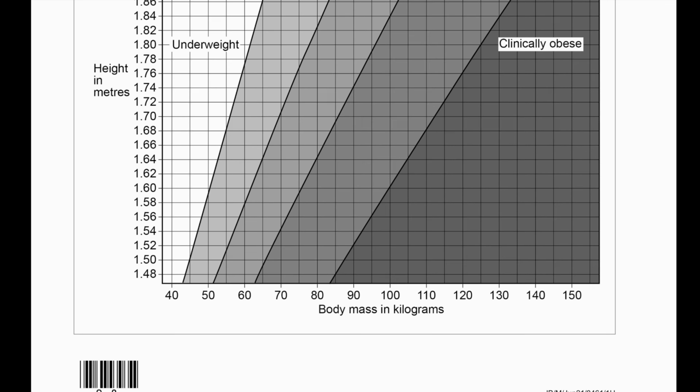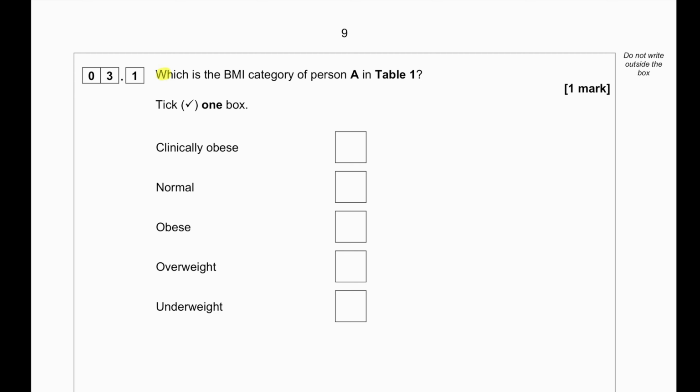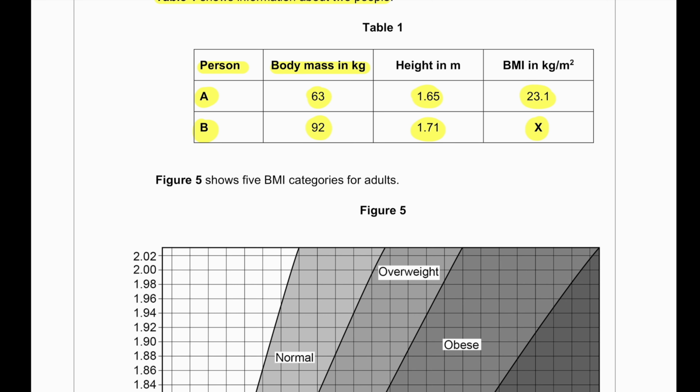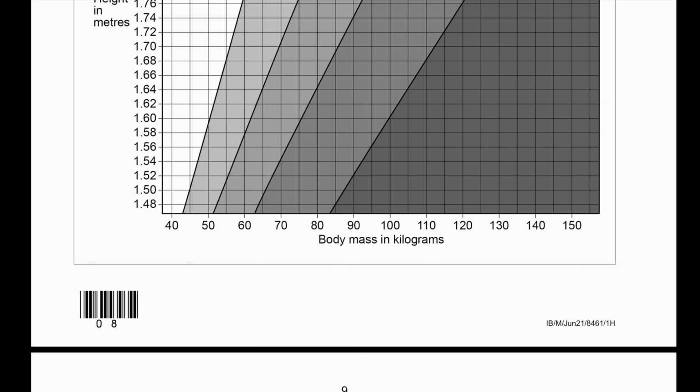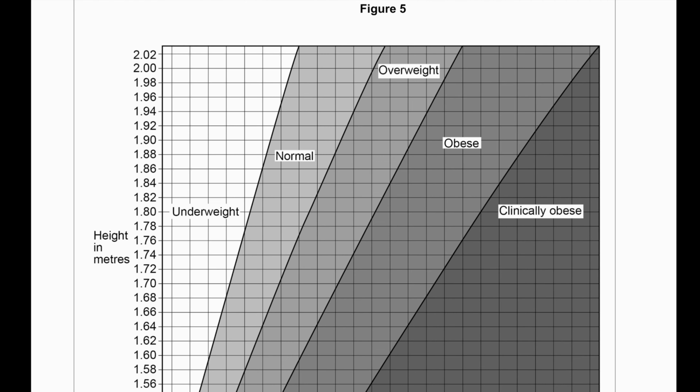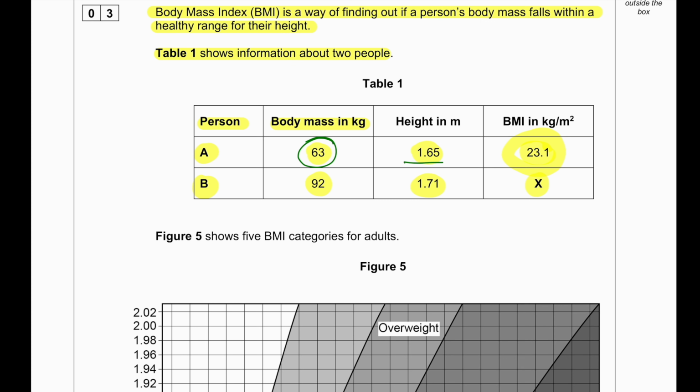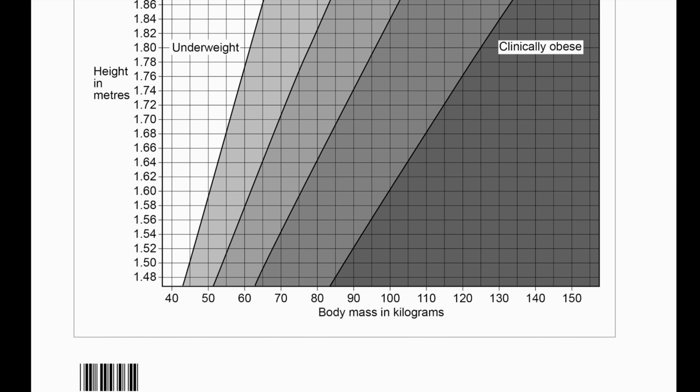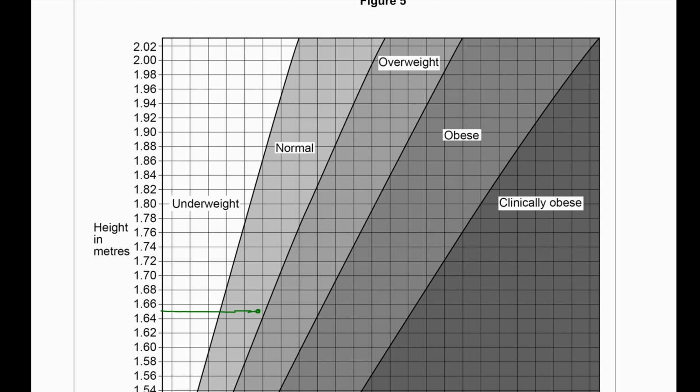So we will need to find X. The question says, which is the BMI category of person A in table 1. So for person A, it's 23.1. If we look into 23.1, then we will find 63 and 1.65. First of all, we will go to 1.65, which is here, and then we will go to the mass of 63, which is right around here. So this particular person is normal.